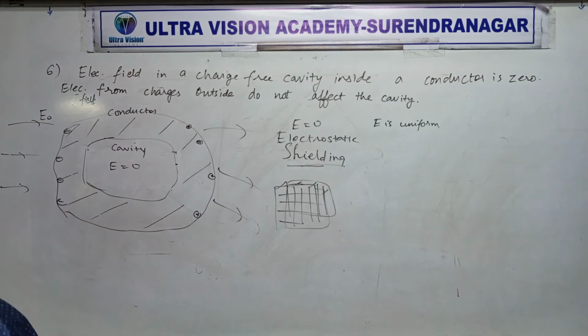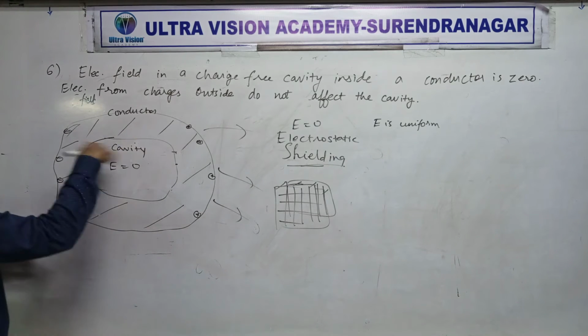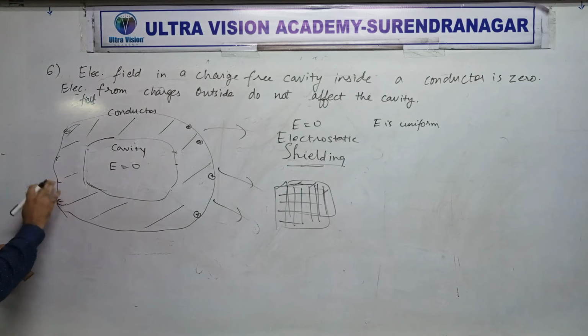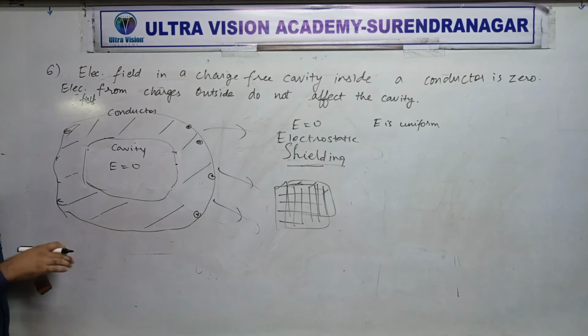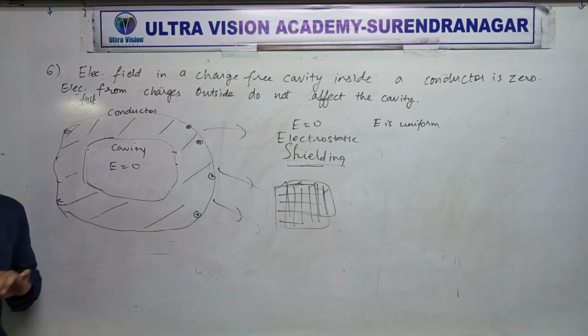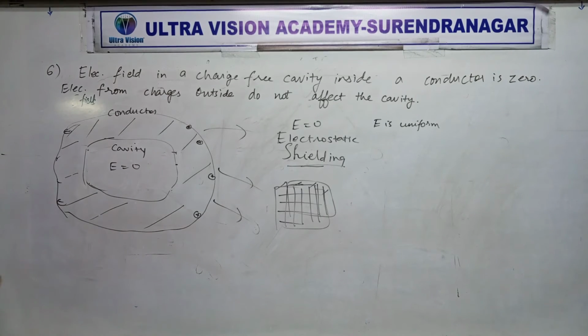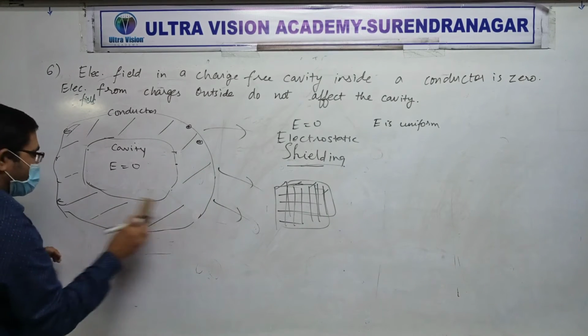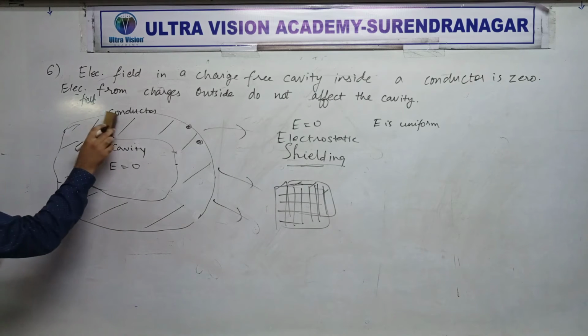Can you repeat your question? You are saying that suppose there is a cavity and there is excess charge. Then where will the excess charge go? Good question. Suppose you give this conductor some charge. Suppose this conductor is charged, but the conductor has a cavity. Then where will the excess charge remain? Will it remain on the inner surface or on the outer surface? Let's try to analyze that situation.